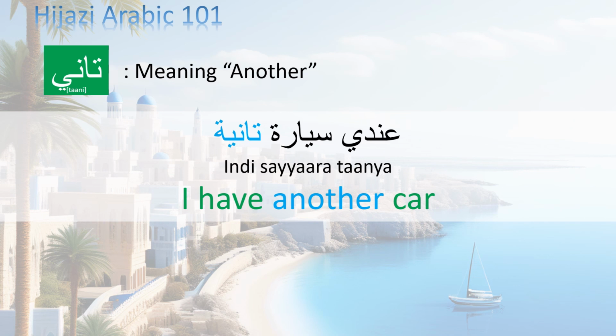Another example would be عندي سيارة تانية. I have another car. عندي, I have. سيارة is a car and تانية is another. عندي سيارة تانية. I have another car.